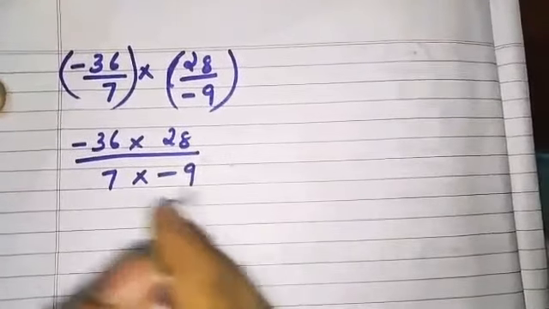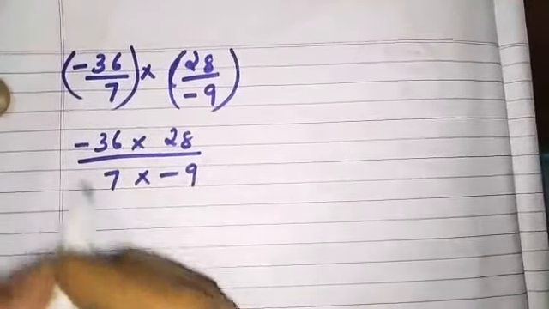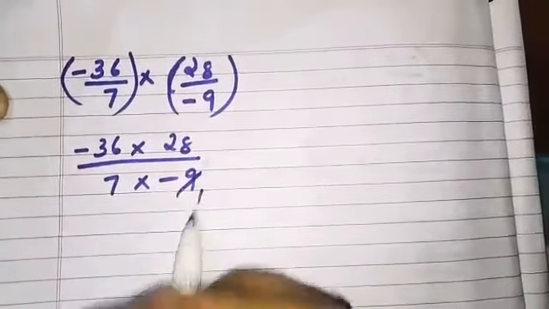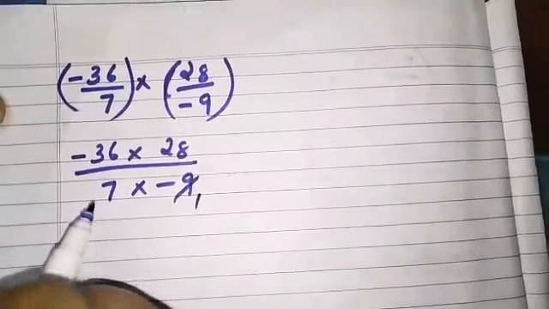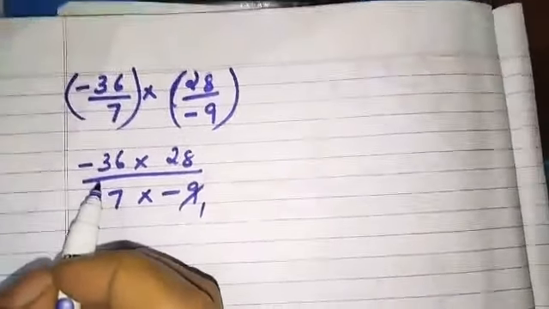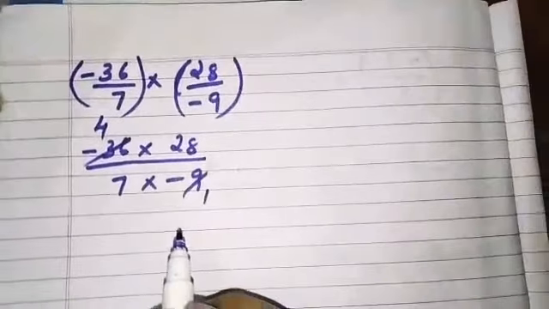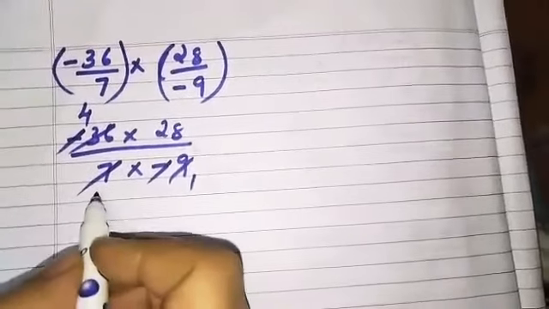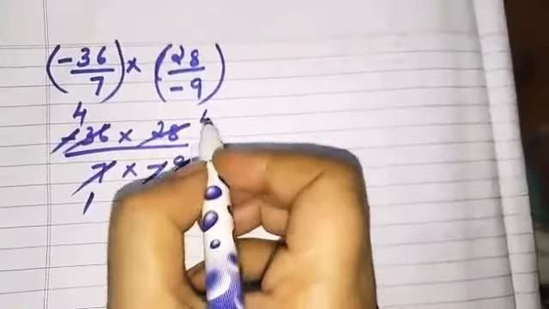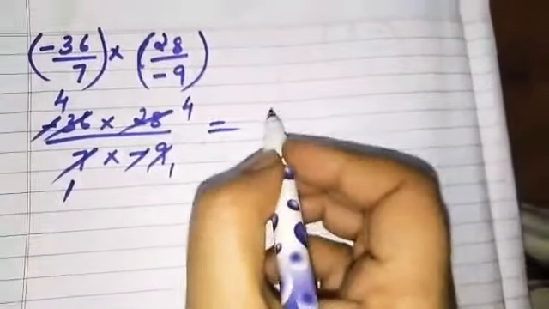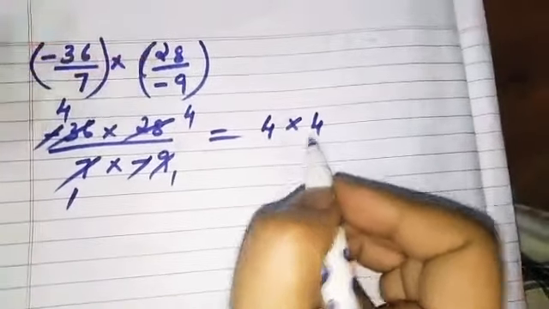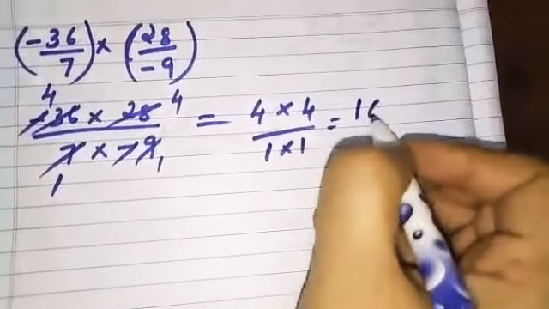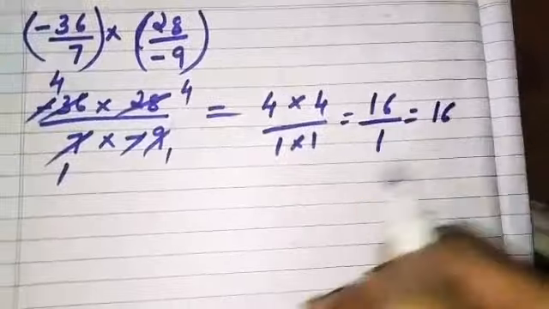Now we will divide these numbers. Here I can divide: 9 times 1 is 9, and 9 times 4 is 36. So the signs also get cancelled. Similarly, 7 times 1 is 7, and 7 times 4 is 28. So what we get is 4 into 4 divided by 1 into 1. So the final answer is 16 by 1, and we write it like this.